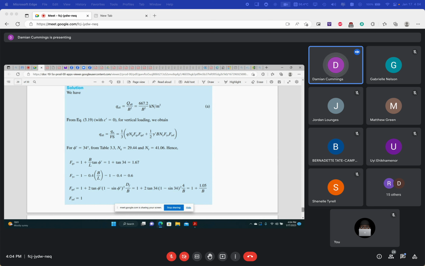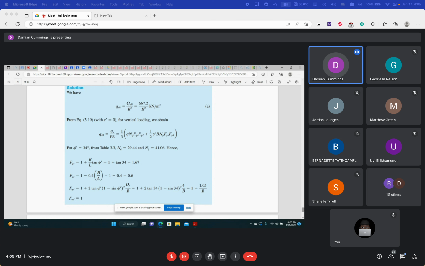So the cohesion of the soil being 0 for vertical loading, we have no cohesion. So the first term of the equation is omitted. Good. Since the first term is a contribution from the cohesion. Right? We don't need to use our inclination factors because our loading is also vertical. Good.